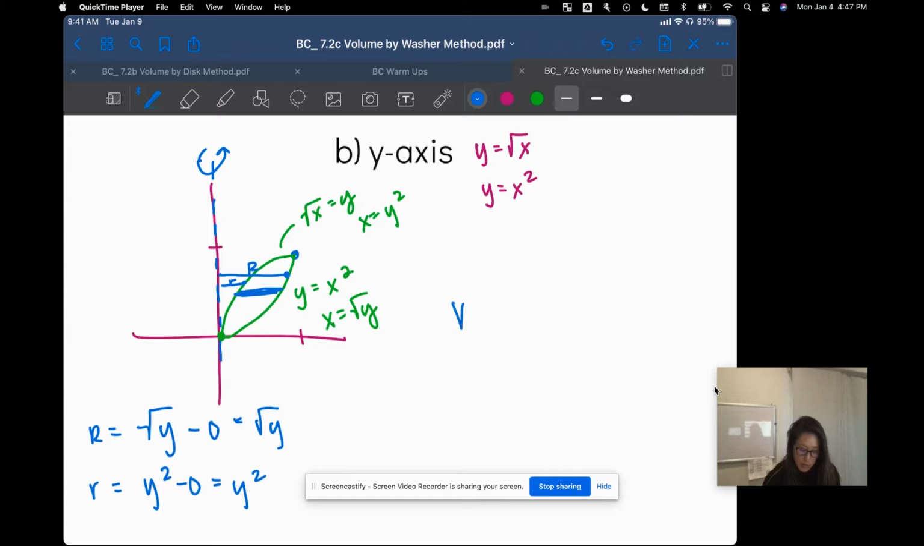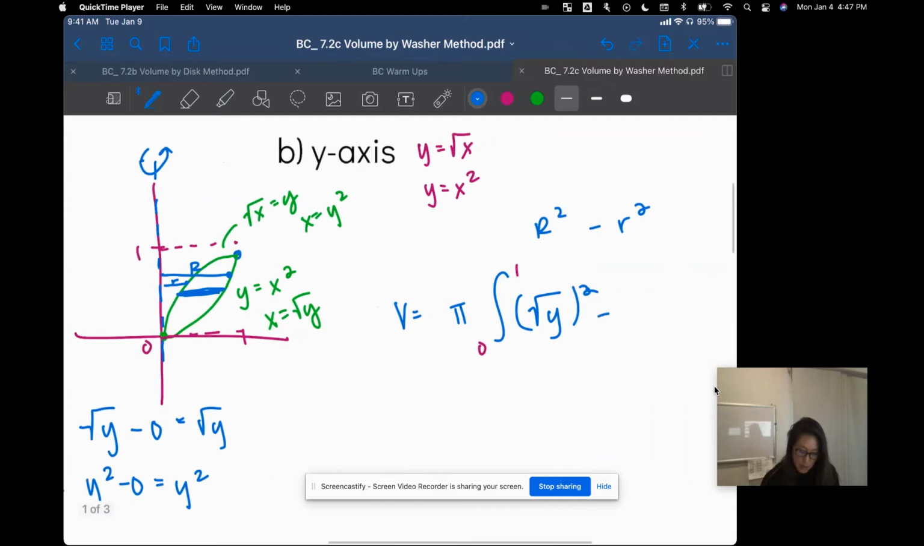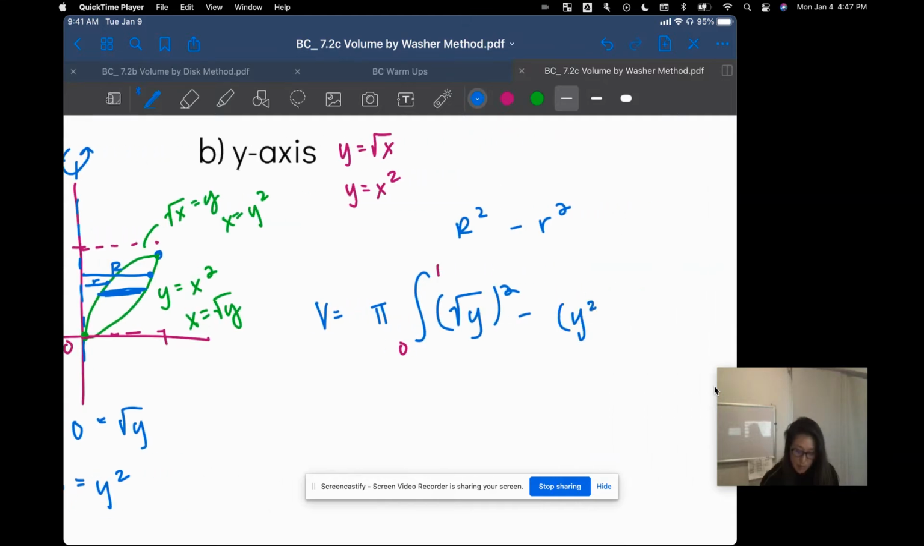Okay, now we can set up our volume equation. So we're going to start with pi times the bounds of y from y is equal to 0 to y is equal to 1. From 0 to 1 of big R squared minus little r squared. So big R squared is the square root of y squared, minus little r, which is y squared, and then we have to square that, dy. And then I just put brackets around the whole thing so that I make sure that I'm integrating everything between the integral and dy.